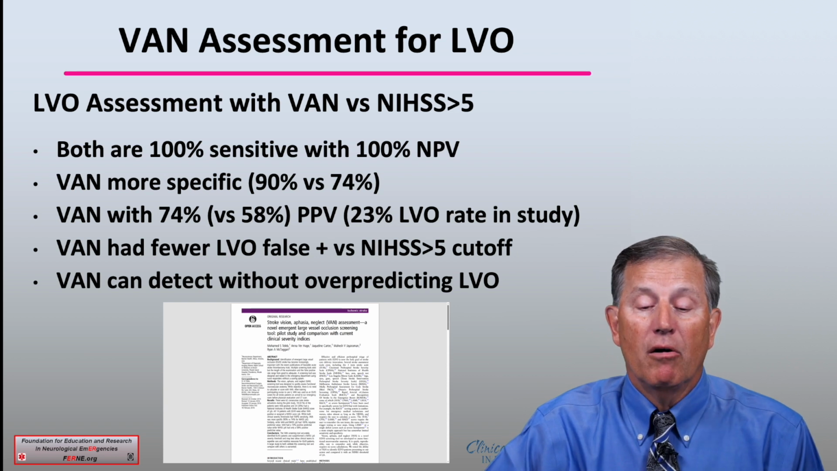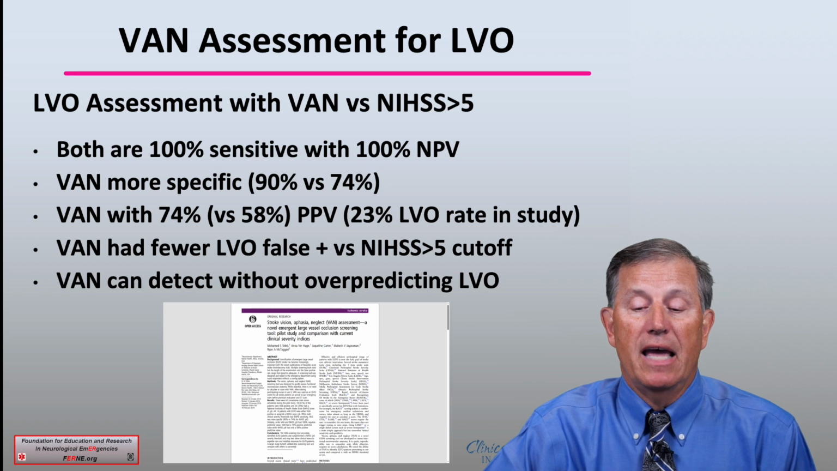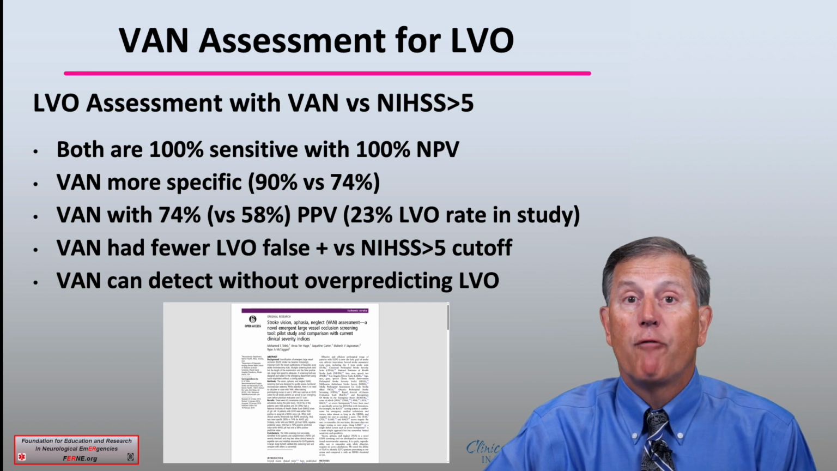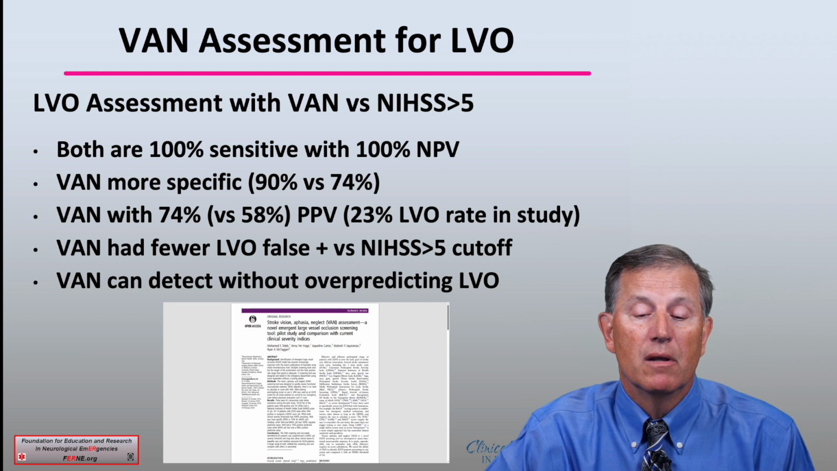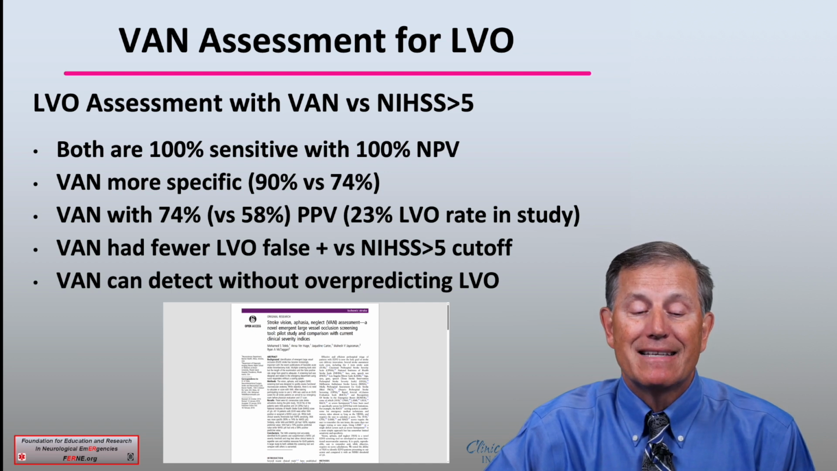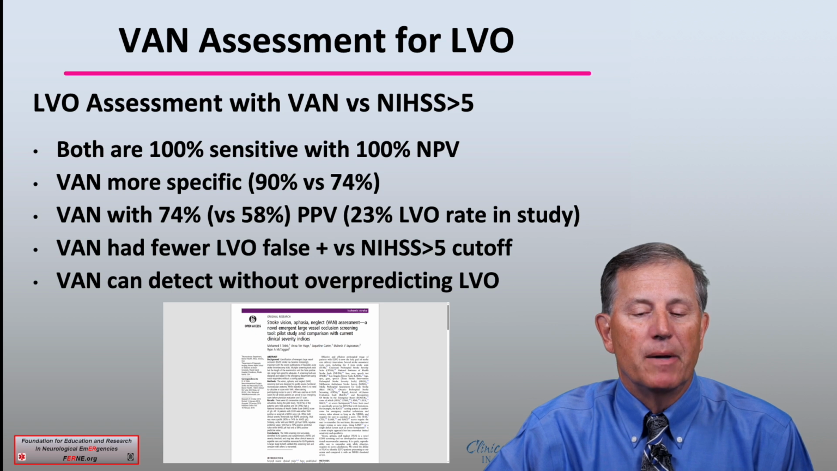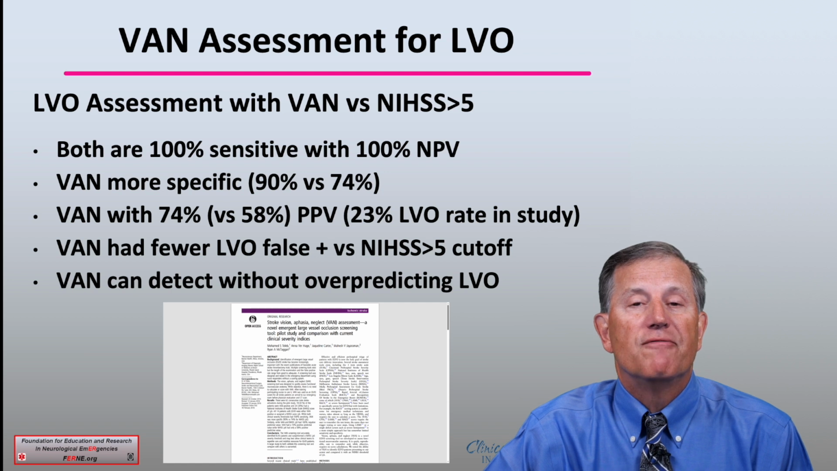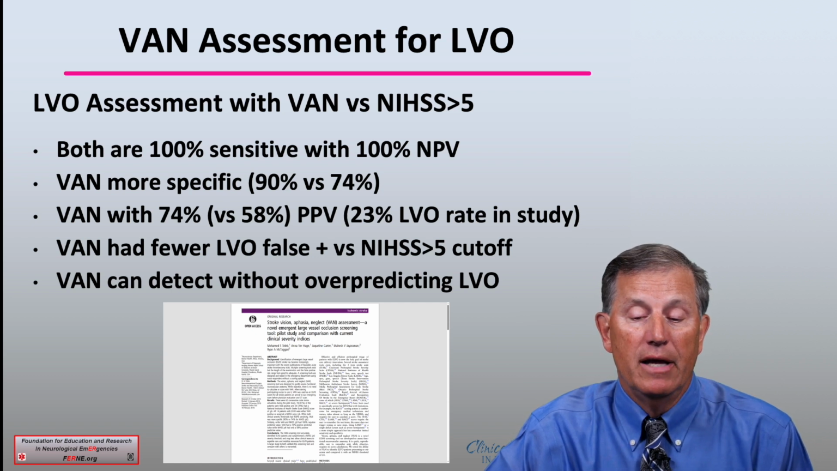How do we compare the VAN assessment versus the NIH stroke scale greater than 5 for detecting a large vessel occlusion? Both of these tests are 100% sensitive with 100% negative predictive value. That is to say, if you do a VAN assessment and there's no visual, aphasia, or neglect abnormality, or the NIH stroke scale is 5 or less, it is highly likely that there is no large vessel occlusion, and in fact, it's more likely a lacunar infarct.